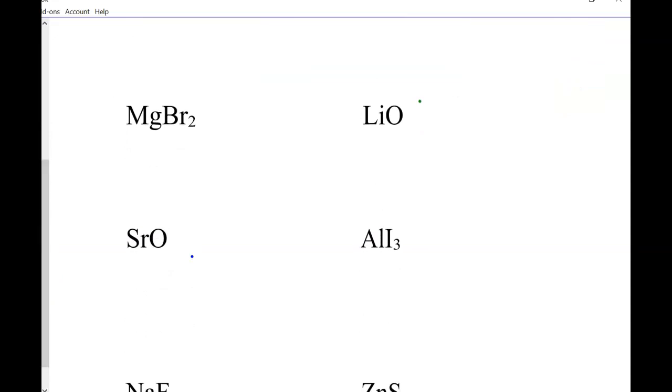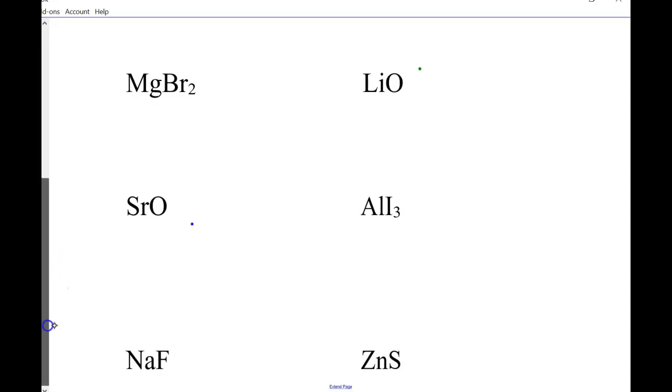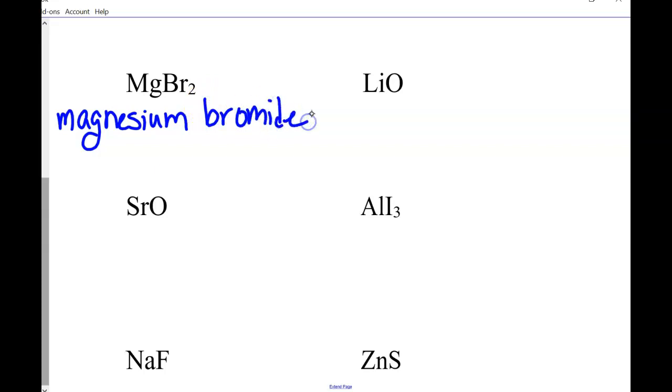So our first example is MgBr2. I'm going to go across, by the way. So let me just erase these stray marks. I'm going to do the first one, MgBr2. So Mg is the symbol for magnesium. And Br is the symbol for bromine. But we're going to change bromine to bromide. All right, so the ending here changes from -ine to -ide.